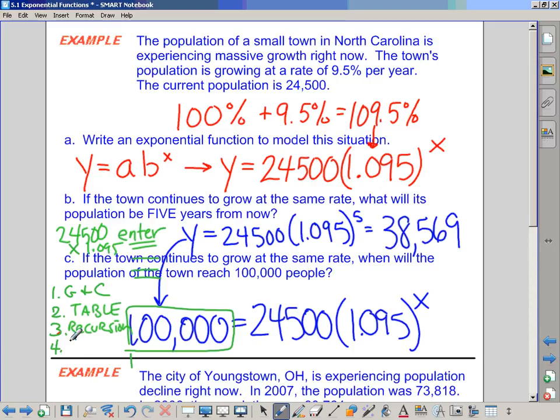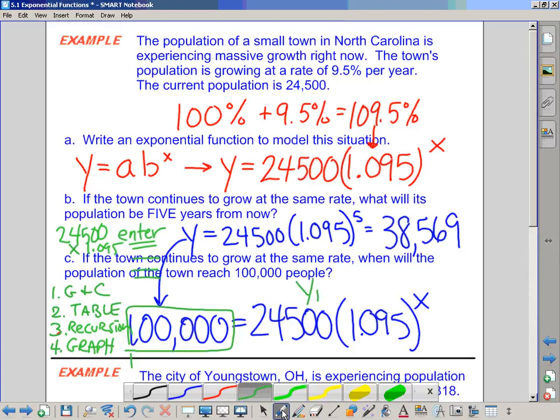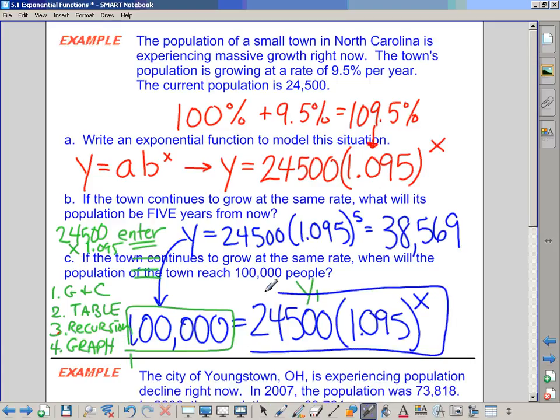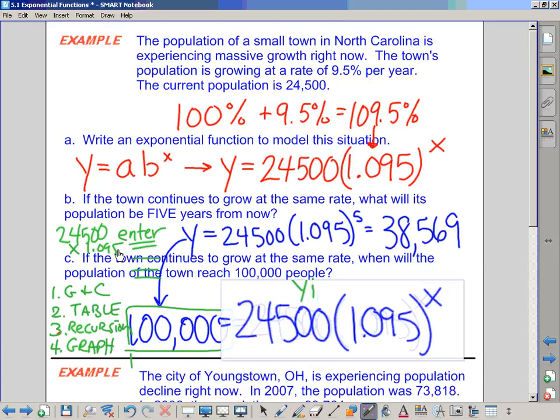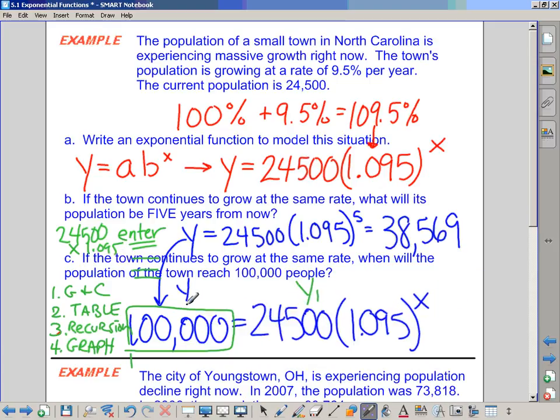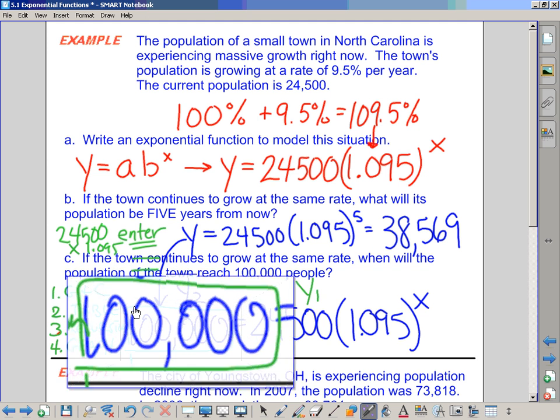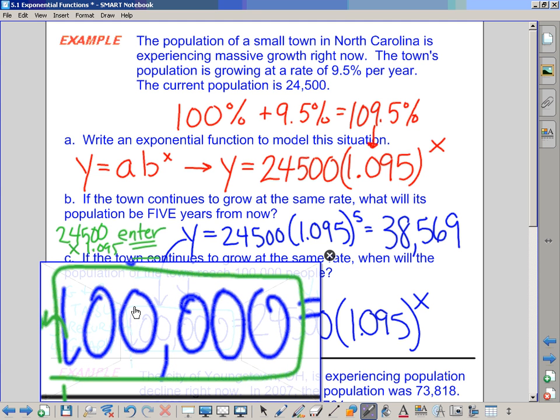The fourth and final way that I like is to graph. Go to y1 and put in this function. In y1, type in 24,500 times 1.095 to the x. And then in y2, type in 100,000. Okay, 100,000 will go in for y2.